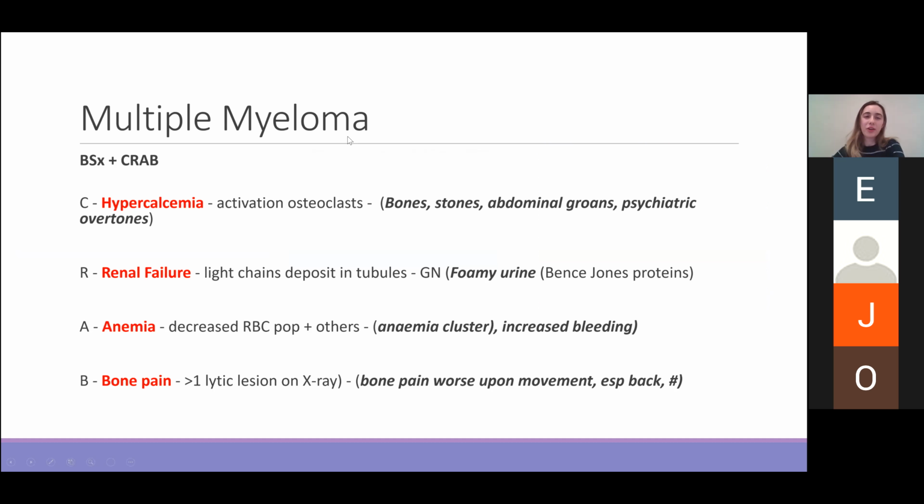In terms of moving on now to cancer of the plasma cells, so that's multiple myeloma. I just wanted to emphasize, because it is something that they like to test, exactly the symptoms. So you'll get B symptoms and your CRAB symptoms. So here are your CRAB symptoms. It's quite easy, I guess, to remember. Just make sure that you ask at least one from each of these.